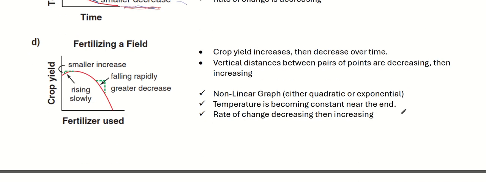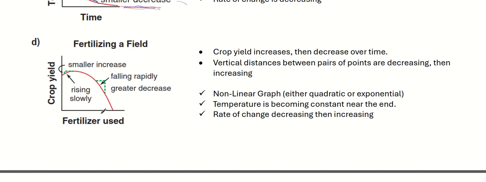Okay, so now let's read this graph here. Fertilizing the fields. I can tell right away the rate of change is decreasing, but at first the rate of change is increasing a little bit. So the crop increases a little bit in the beginning, but then the crop sort of decreases the further in time, as more fertilizer is used. So that's true in real life.